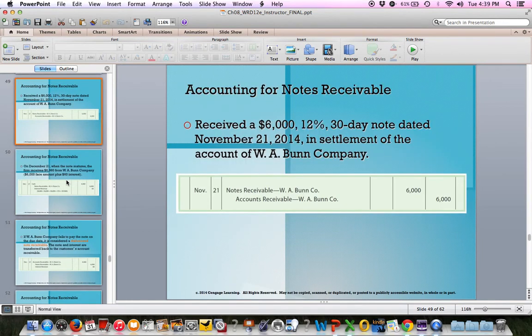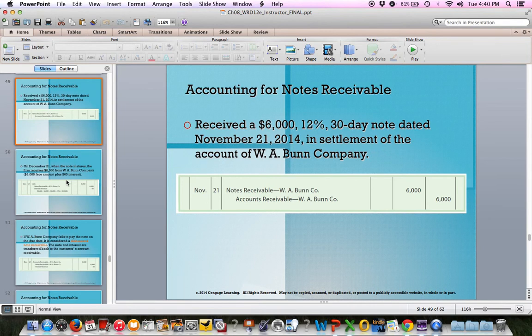So let's go ahead and account for that. So it says received a $6,000 12% 30-day note. So this is new information. This is a new note. Dated November 21st in settlement of the account of W.A. Bunn Company. Okay, so we go ahead and we debit note receivable and credit account receivable.